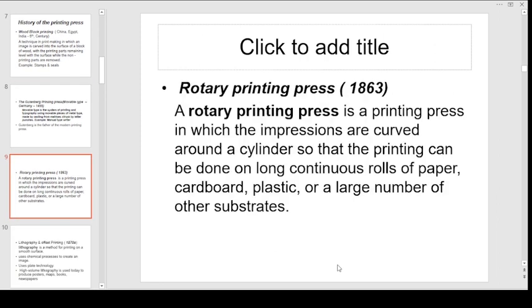We also have the rotary printing press that was used in the year 1863. A rotary printing press is a printing press in which the impressions are curved around a cylinder so that the printing can be done on long continuous rolls of paper, cardboard, plastics, or a large number of other substrates.